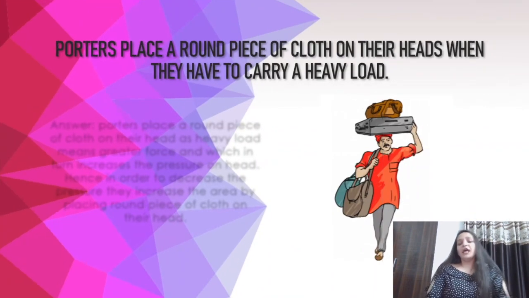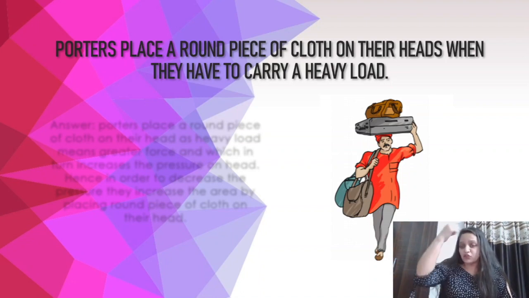Now let's have a look at one of the reasoning based questions based on this concept. So this is a normal scenario. Porters, that means the people who carry our luggage on railway stations or at the airport, have the carriage to take care of our material. Porters place a round piece of cloth on their heads when they have to carry a heavy load. So what will happen if they do not put that cloth? There is a reason.